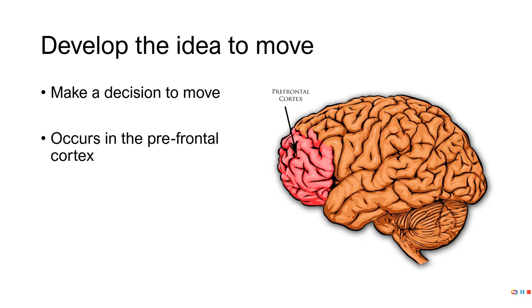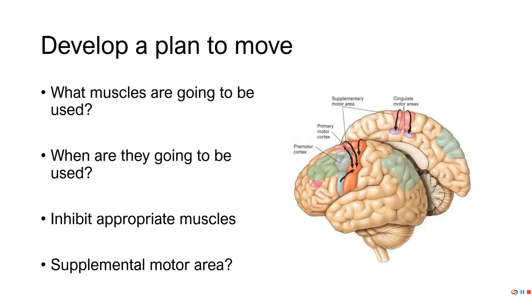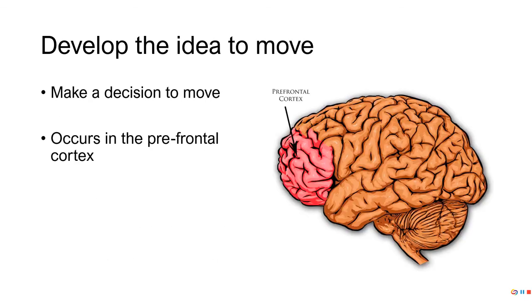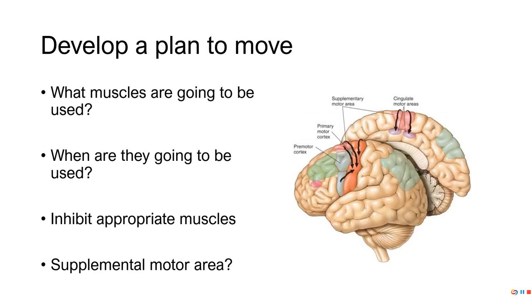So the first thing we need to do is develop or decide to move. Generally speaking, you don't just get up and move without thinking about it. You have to think about moving. This decision to move is made in the prefrontal cortex of your brain. Once a decision to move has been made, your brain has to determine which muscles are going to be used and when they are going to be used. It also needs to determine if some muscles need to be inhibited and when they need to be inhibited.